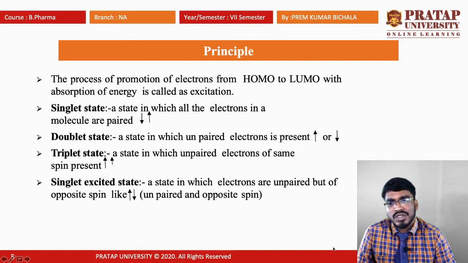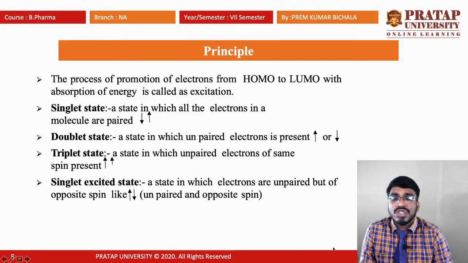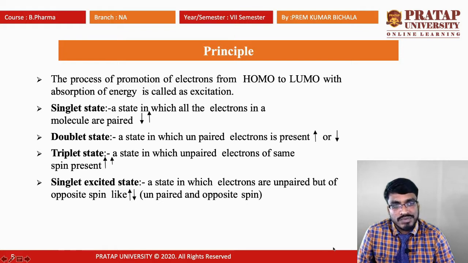In the excitation, we have four different states. They are singlet state, doublet state, triplet state, and singlet excited state. The first one is the singlet state. In this state, all electrons in a molecule are paired, so one arrow is up and one arrow is down, that means the pair. In the doublet state, a state in which an unpaired electron is present, either moving upward or downward.